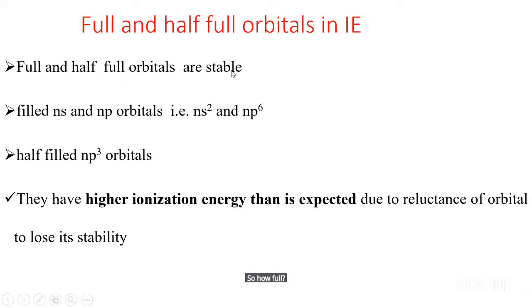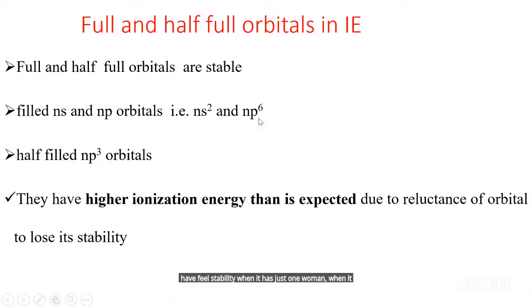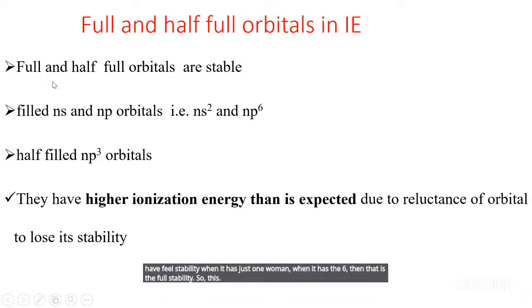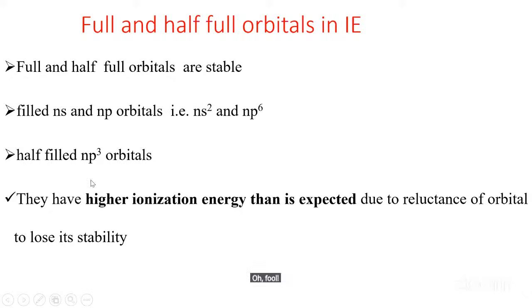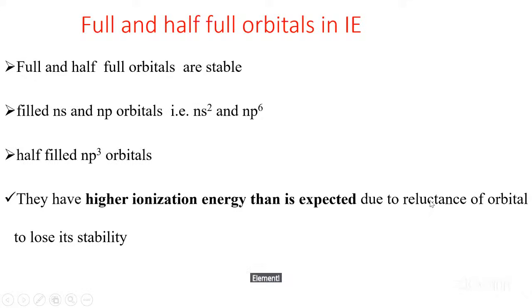Half-filled and fully-filled orbitals are stable. When a p subshell has three electrons, we call it half-filled stability. When it has six, that is full stability. So do half or full orbitals have higher ionization energy than expected? Due to what? The reluctance of the element to lose their stability.